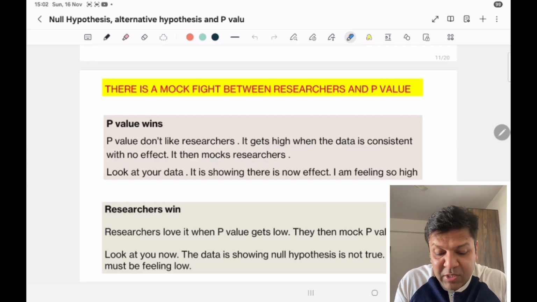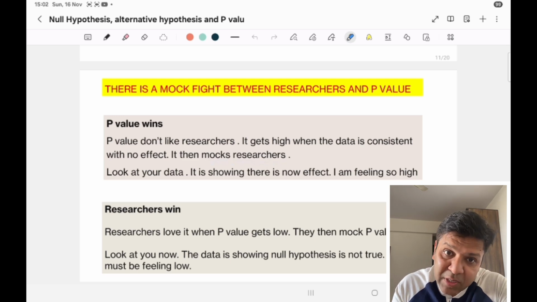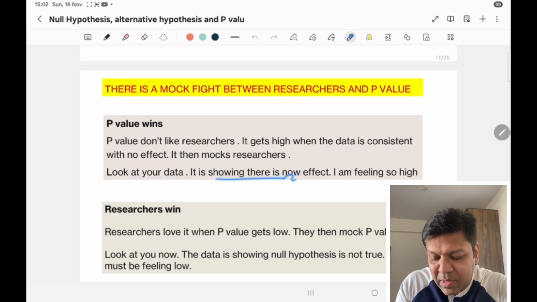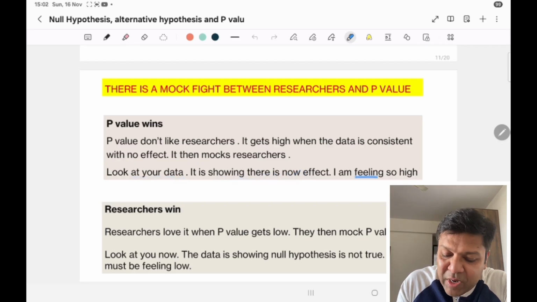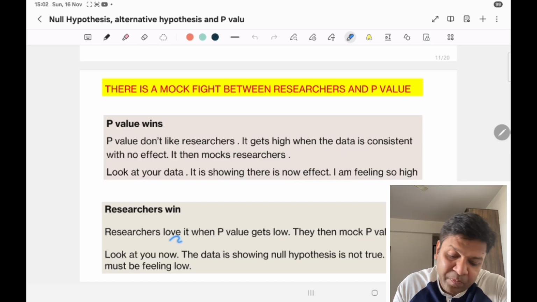It then mocks the researchers. So researchers and p-values are on opposite sides. Researchers like a low p-value. Look at your data. It is showing that there is no effect. I mistakenly wrote it as no effect. So it is showing that there is no effect. I am feeling high. This is a statement of the p-value.